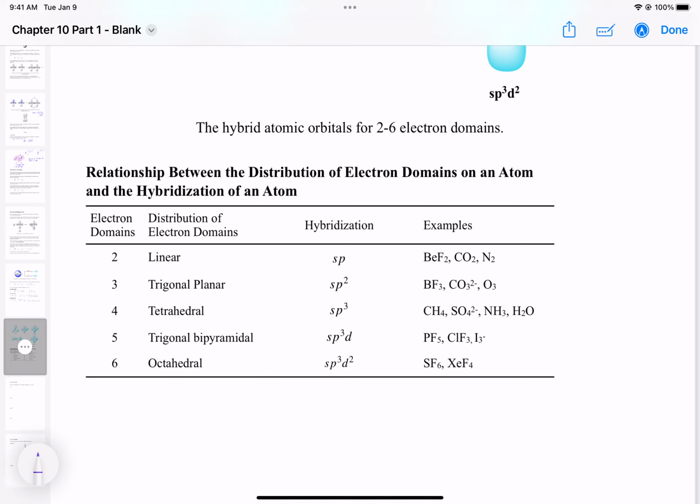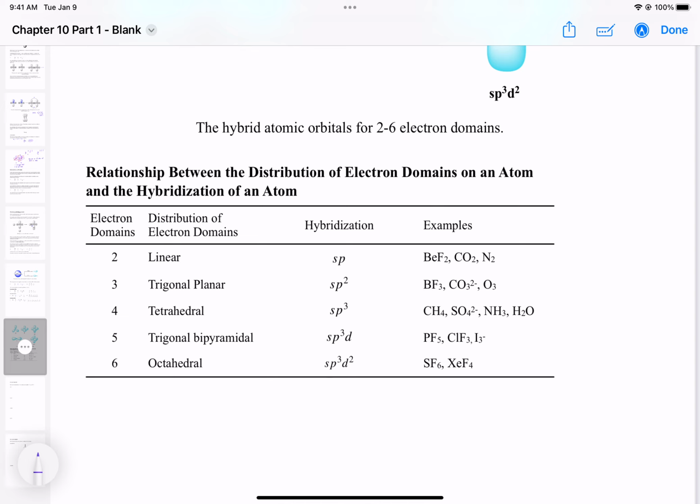We move up to five electron domains. We have a trigonal bipyramidal, sp3d hybridization, for five orbitals, for five bonds, so PCl5, monochlorine or chlorine trifluoride, and a triiodide ion. And then lastly, octahedral, when we need to form six bonds, we have the hybridization sp3d2 for six bonds. So sulfur hexafluoride and xenon tetrafluoride are common examples of octahedral geometry.